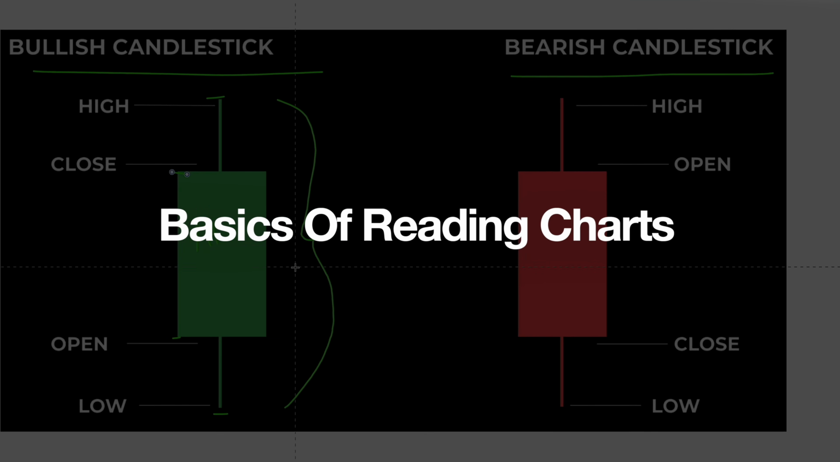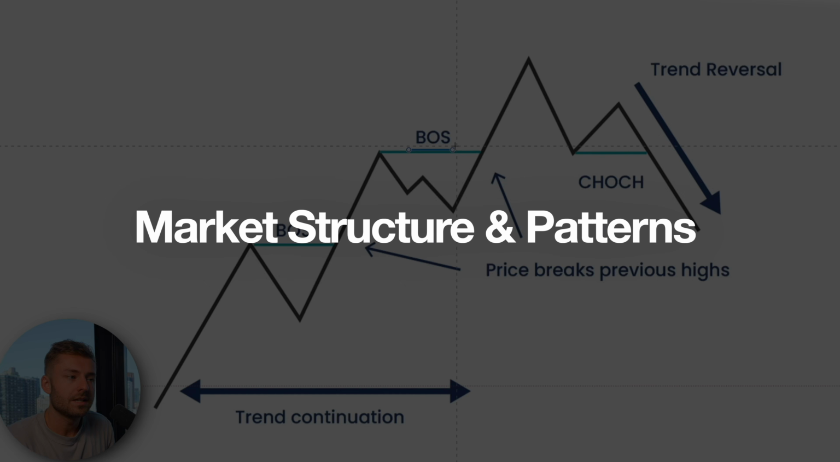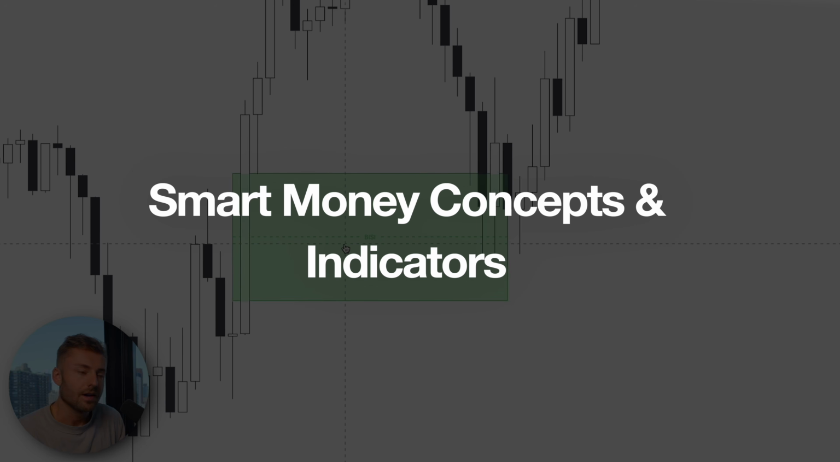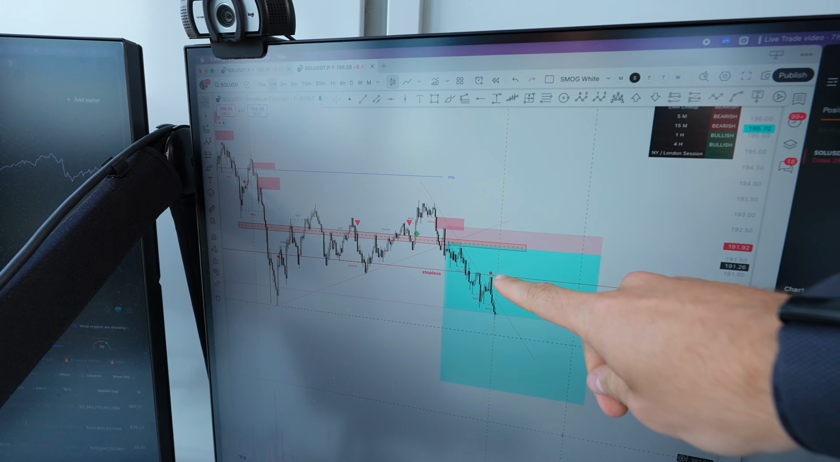So I'm gonna show you, number one, the basics of reading charts. We're gonna go into analyzing trends, support, and resistance. Then I'm gonna show you market structure as well as patterns that can help us predict areas on charts, as well as all the smart money concepts and indicators that I use to enhance my technical analysis, make me more precise, and all of this is what I use on a daily basis to find the trade opportunities that allow me to be a full-time trader.